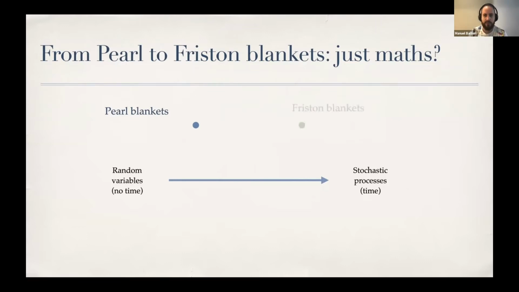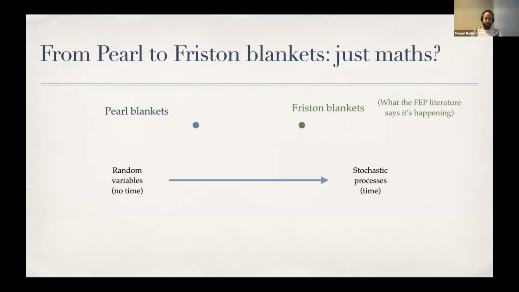So what do I actually mean is happening? Well, I would say that in the literature, we often find that some papers actually claim, well, Friston blankets are just a stochastic processes version of Pearl blankets. This is something I will unpack in a couple of slides. It basically means that we move from a time-independent definition of Pearl blankets to something that should be working for time series. This is great. If true, this would already be a big advancement, something that is already doing a lot of work.